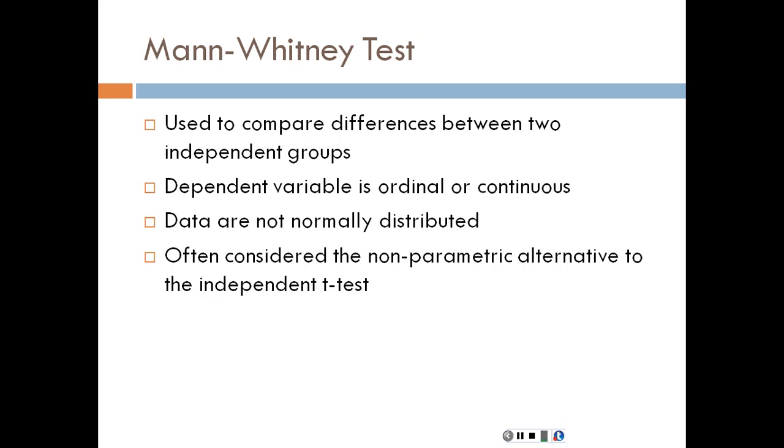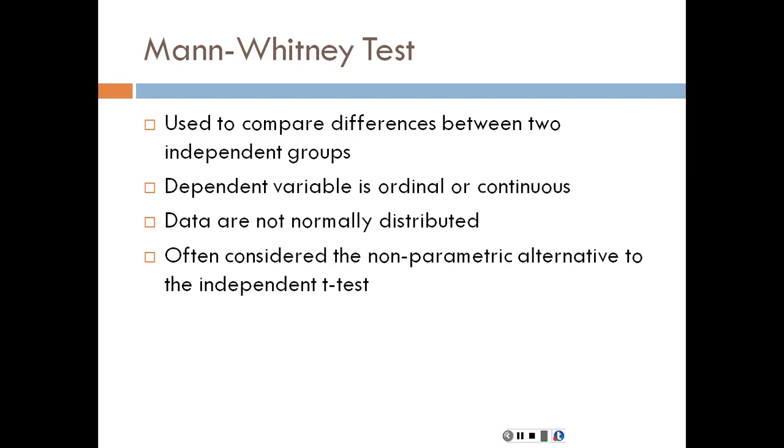The Mann-Whitney test is used to compare differences between two independent groups when the dependent variable is either ordinal or continuous, but not normally distributed. So if the data are not normal. The Mann-Whitney test is often called the non-parametric alternative to the independent t-test. And we'll be learning this in the upcoming weeks.